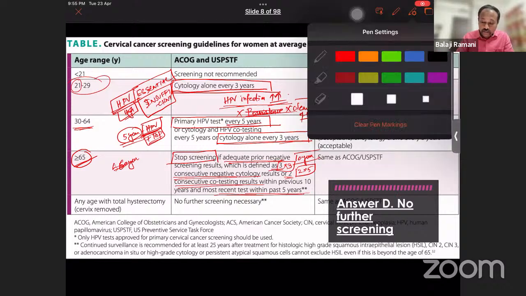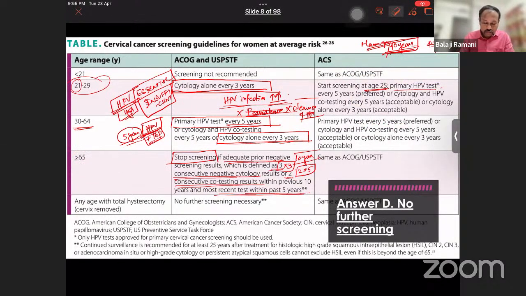At the age of 60 years, one test should have been done, and 3 into 3 as far as PAP is concerned, or 2 into 5 as far as the co-testing or the HPV DNA testing is concerned. Any of this should be satisfied, then you can stop testing. That is the guideline. So any age with a total hysterectomy, again, this wording is important.